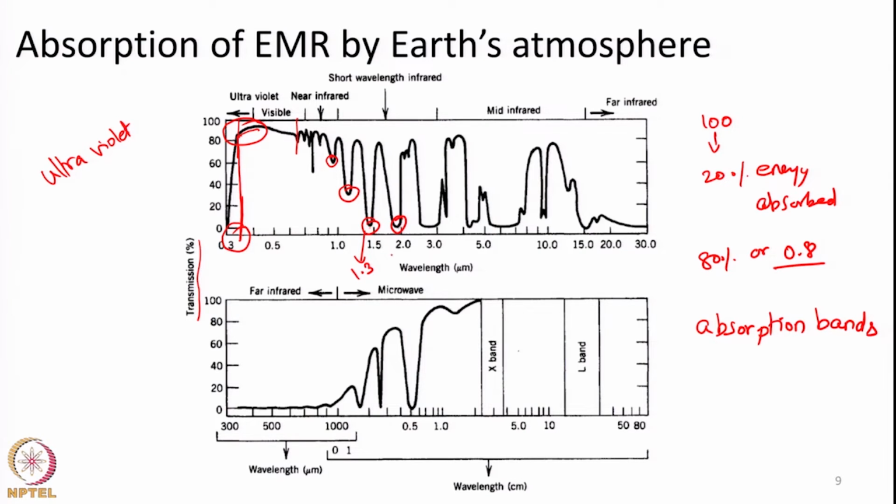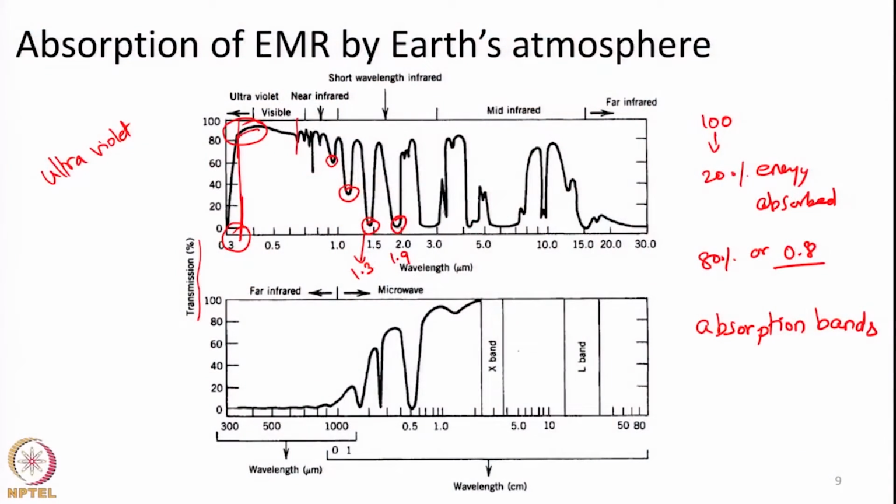Similarly, around 1.9 micrometers, there is a very high absorption band in the atmosphere. Energy coming in at 1.3 to 1.4 micrometers or 1.9 micrometers wavelength will not even reach the earth's surface from the sun. Whenever sunlight comes through the atmosphere, these wavelengths which are highly absorbed by the atmosphere will not reach the earth's surface. They will be stopped completely in the atmosphere itself.